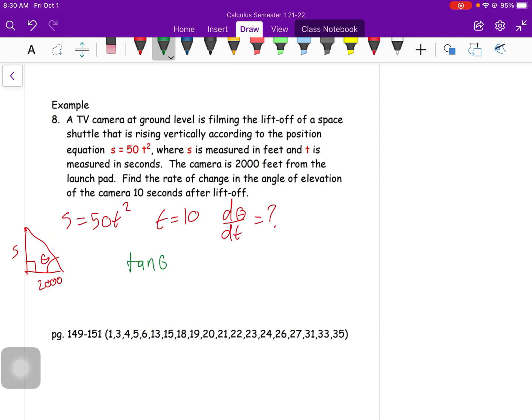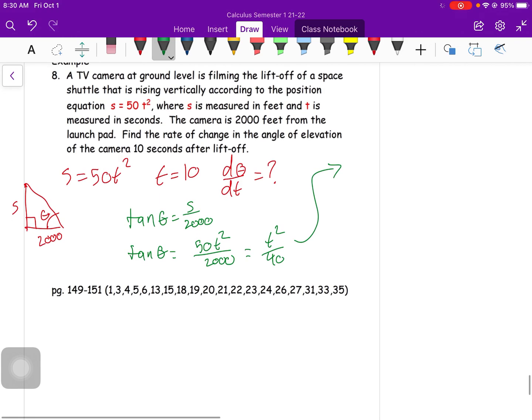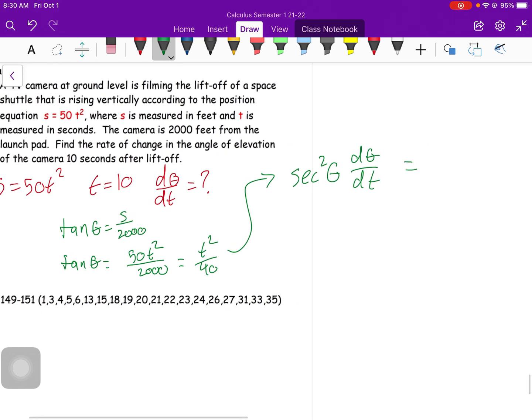Hopefully from geometry, we can remember that tangent of theta is opposite over adjacent. But I know what S is, so I can plug that in. And I can simplify that a little bit to t squared over 40. To take my derivative, the derivative of tangent is going to be secant squared theta, but now I need times d theta/dt, equals the derivative of the right-hand side. I don't need a d something dt because I actually have a function of t. So that's going to just be 2t over 40, or t over 20.